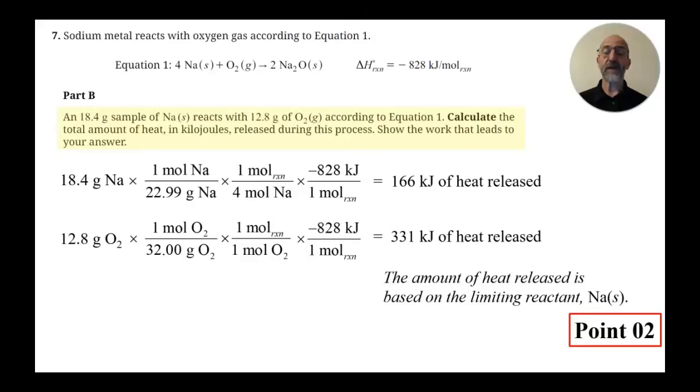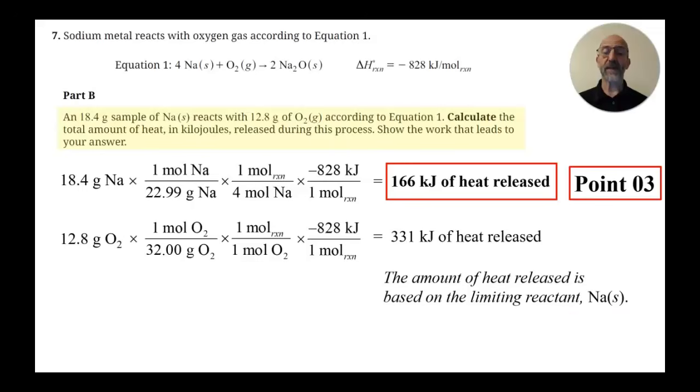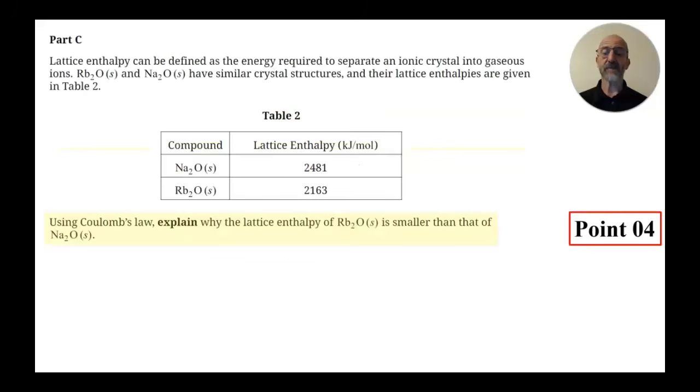And then for point 3, it is determining that 166 kilojoules of heat is released. So again, I'm using limiting reactant identification as point 2, and then the actual value of heat in kilojoules is point 3. All right, the last point of question 7 is coming up next.